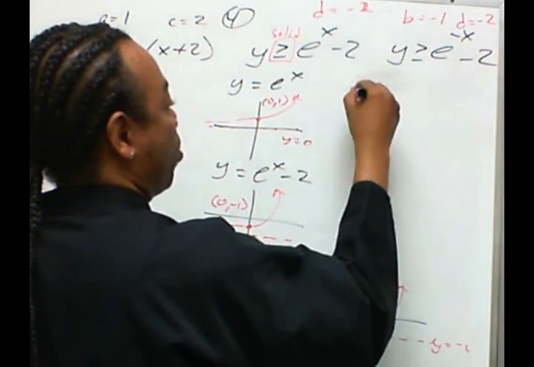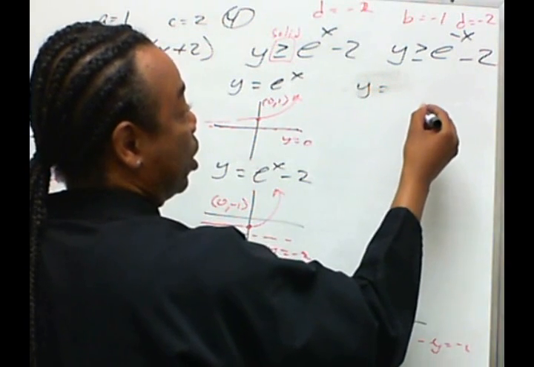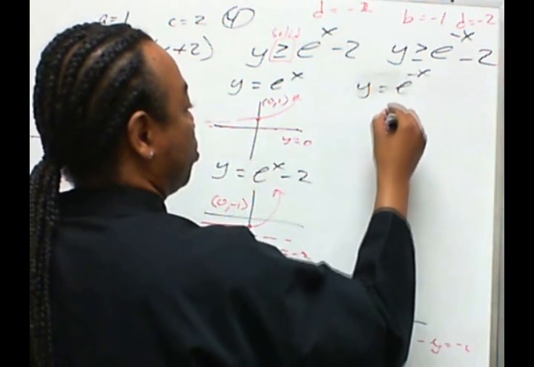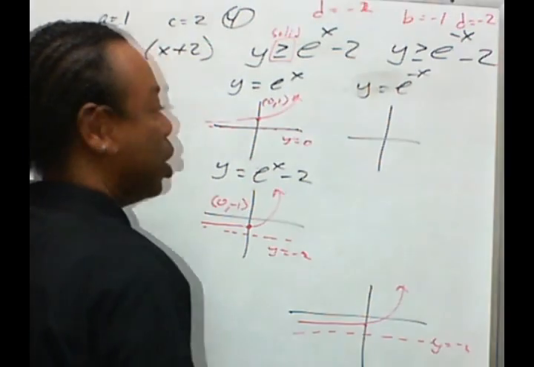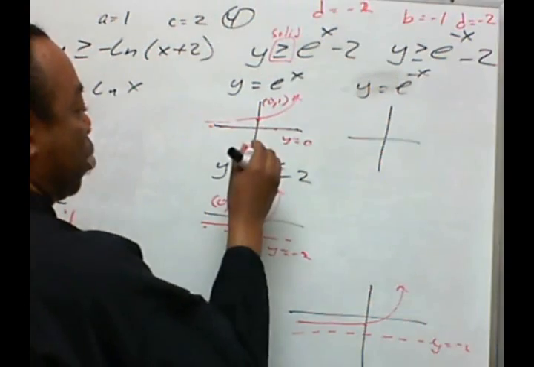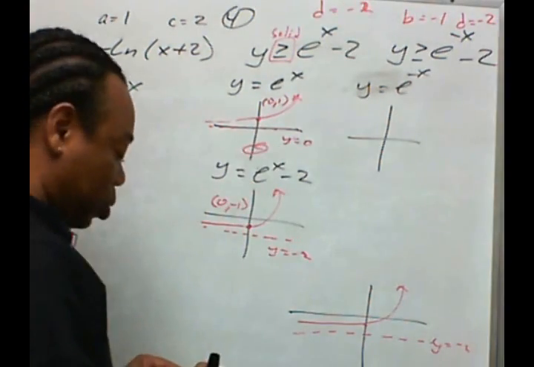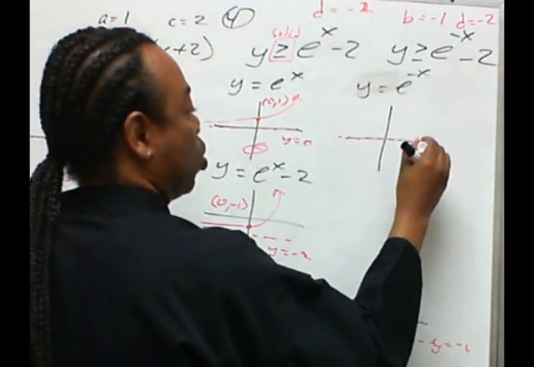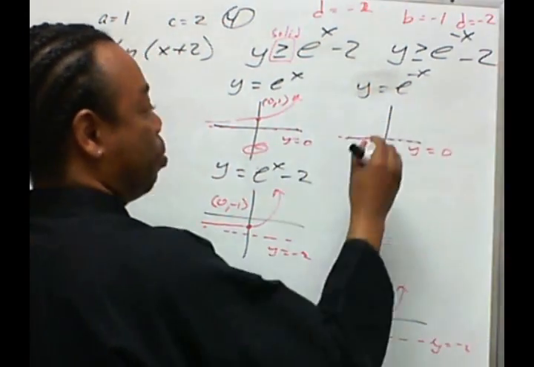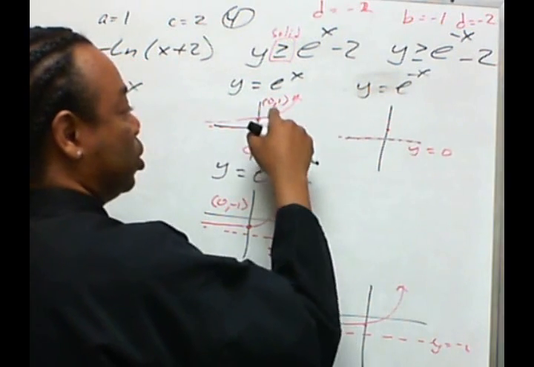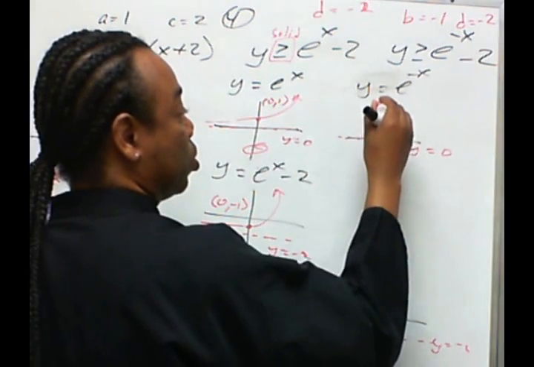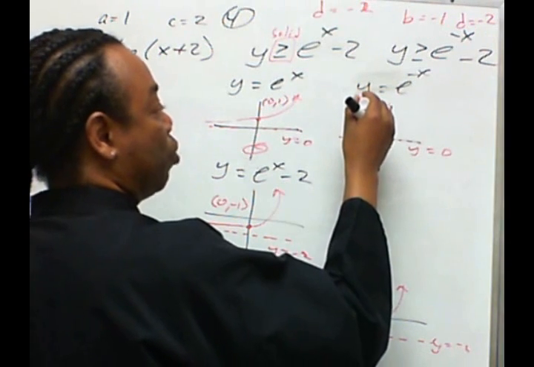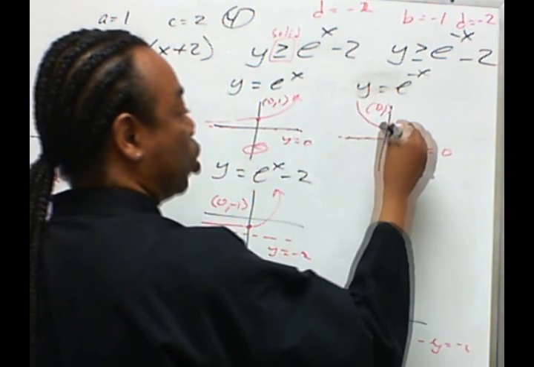Next, we'll put on the B parameter, which is e to the negative x. And e to the negative x gives us a rotation about the y-axis. So the horizontal asymptote remains y equals 0. The point (0, 1) remains (0, 1), but the orientation changes from rapid to slow decay.